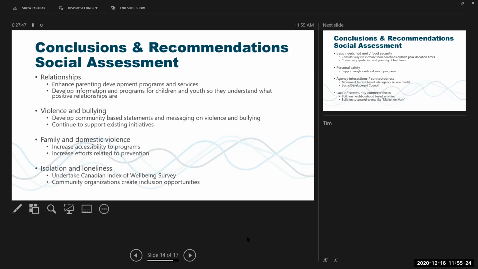Isolation and loneliness. Again, this can be intensified by COVID. You are looking at a region, and the region has rural areas, and in some of the rural areas, we heard under the quality of life that people liked the rural areas and liked the spacing and really appreciated that. But it can also lead to some isolation and loneliness if there are not opportunities to engage with neighbors, engage with the broader community. And one suggestion we made was to look at the Canadian Index of Wellbeing survey and see if that might be something useful and helpful for the community to pursue.